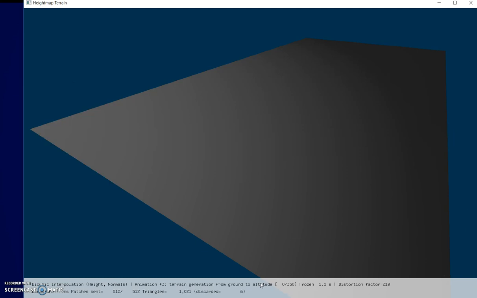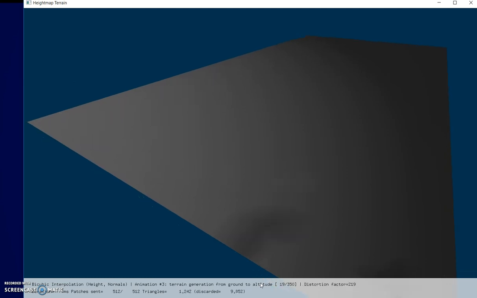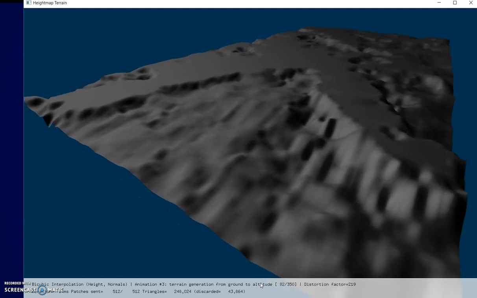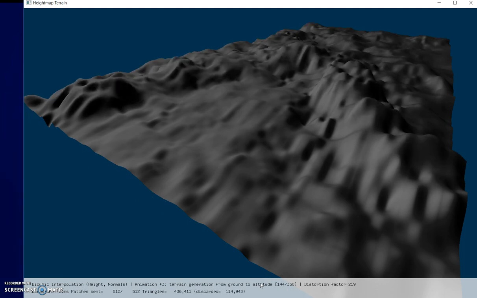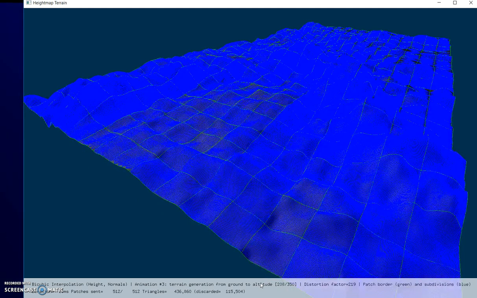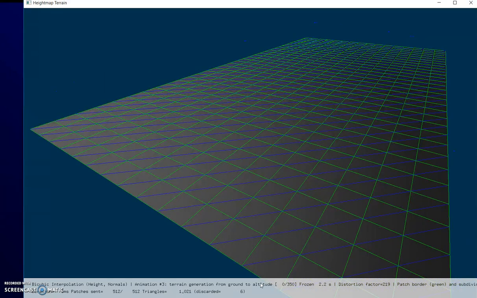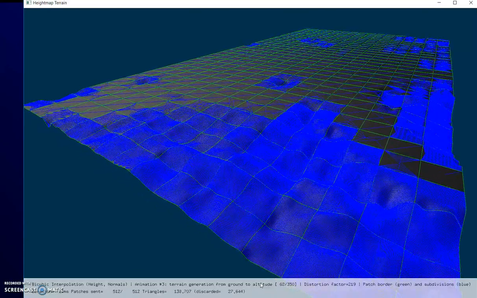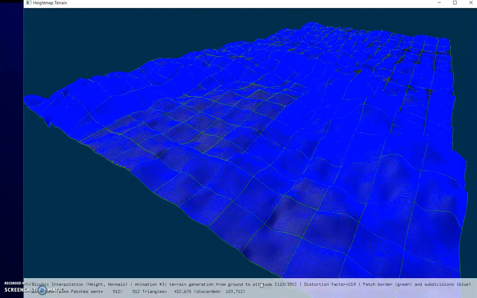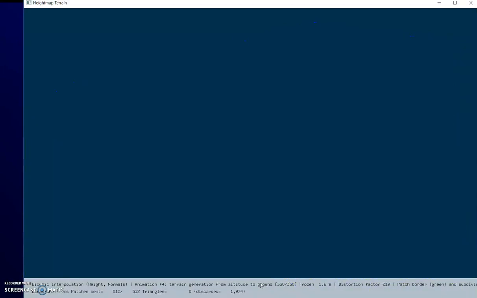We have a third animation, which is a building simulation of the terrain from the ground to the top. We can also add the wireframe representation, and we'll figure out that from the beginning, where it's completely flat, the tessellation is minimal and is getting higher. We have the opposite animation from top to bottom.